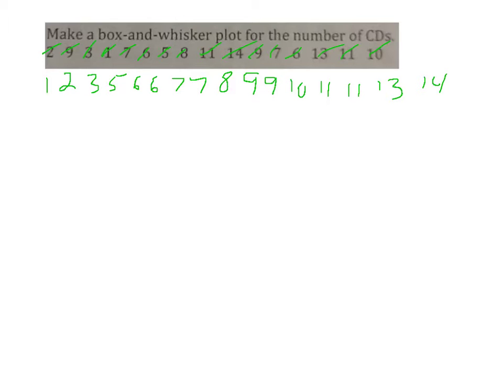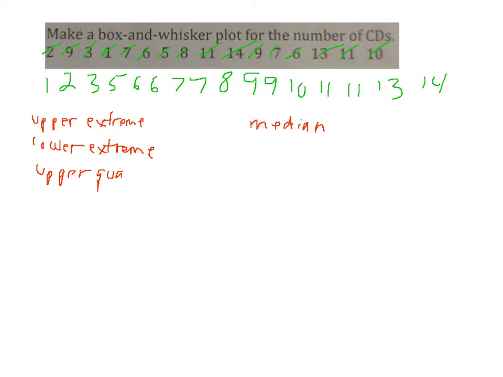As we create a box and whisker plot, we basically need to know 5 things. We need to know the upper extreme. We'll need to know the lower extreme. We'll need to know the median. We'll need to know the upper quartile. And we'll also need to know the lower quartile.